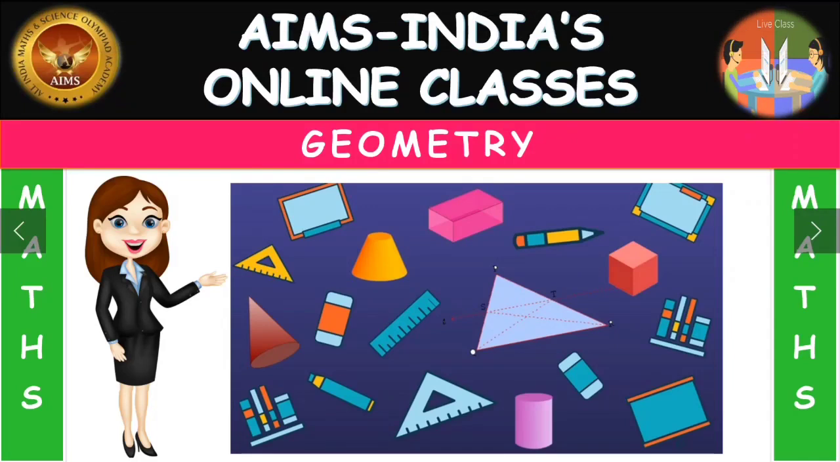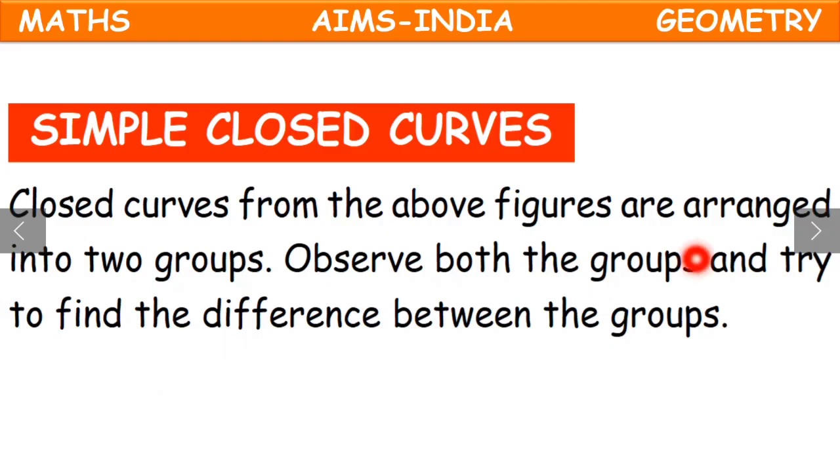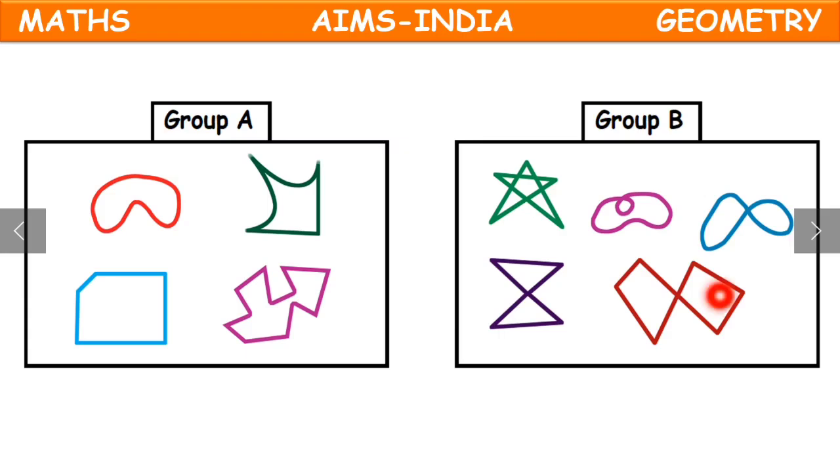In the previous class we have learned about open and closed curves. So today let us look at what are simple closed curves. Now closed curves from the above figure are arranged into two groups. Observe both the groups and try to find the difference between them.